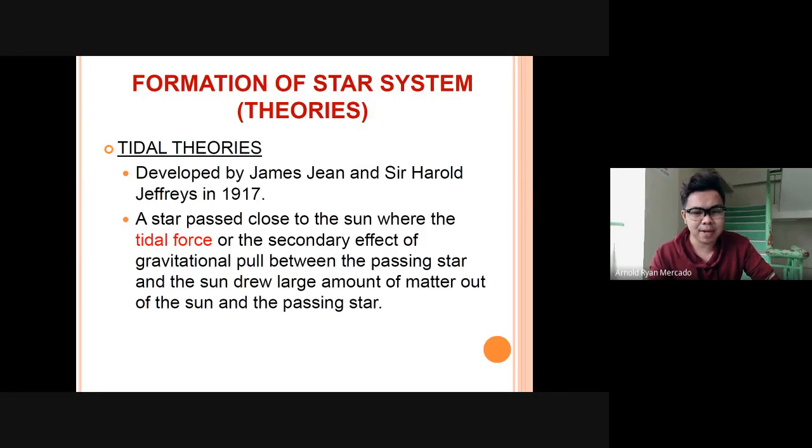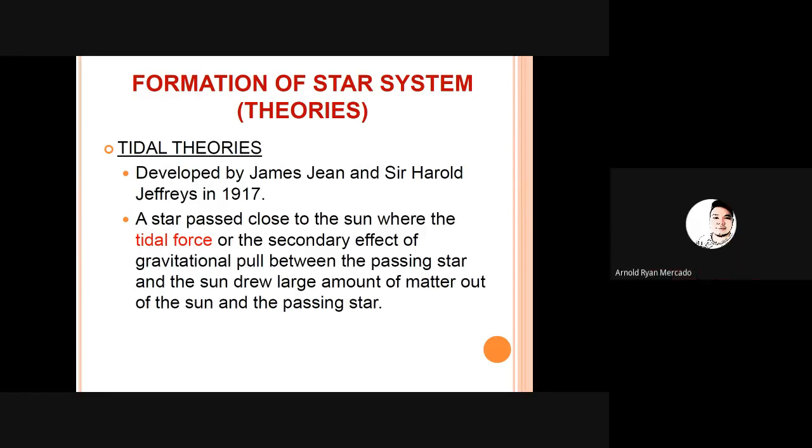So itong tidal theory pa rin, kay James Jeans and Sir Harold Jeffreys, a star passed close to the sun, where the tidal force or the secondary effect of gravitational pull between the passing star and the sun drew large amount of matter of the sun and the passing star. So ito naman, meron daw isang star na dumaan malapit sa sun and meron siyang tidal force. So, yung sa kanyang gravitational pull na kung saan itong star na to at yung sun ay nagkaroon ng large amount of matter at nagkaroon ng pagsabog. So that's it. Ayusin natin yung camera natin.